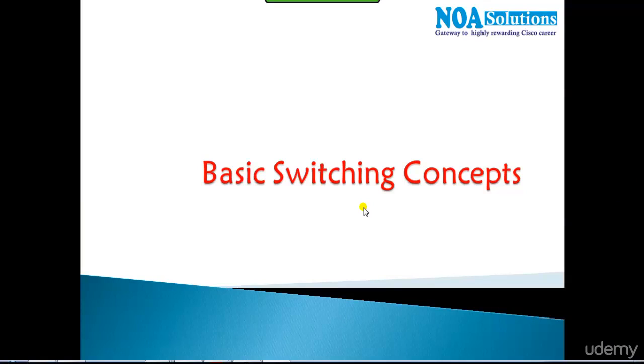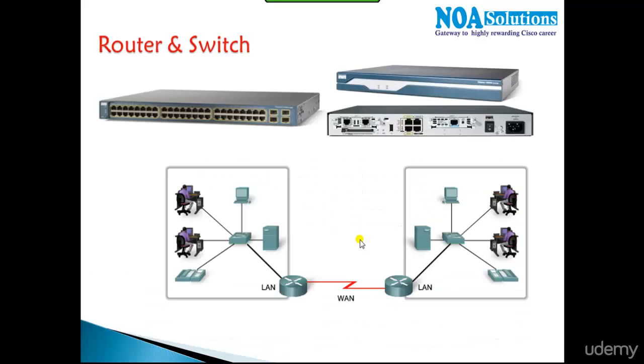Basic switching concepts. In the next couple of videos we'll be getting into some of the basic switching concepts, like what is the difference between a hub and a switch, what is a broadcast domain, a collision domain, and different types of basic switching like what is ARP. And then after that we'll get into some of the advanced switching concepts like VLANs and trunking. So let us start with some of the basic switching concepts.